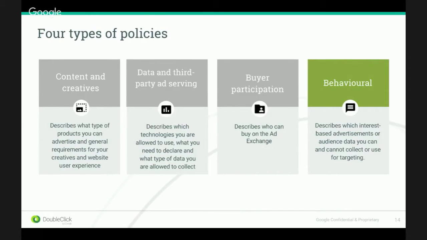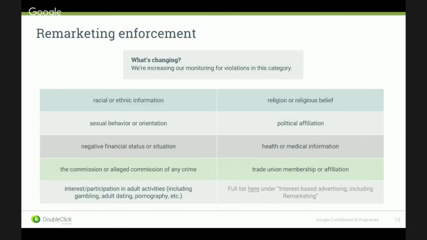So the next one I wanted to call out was the behavioral enforcement. Again, this is really straightforward as well. You basically can't use Google platform products to select or target interest-based advertisements, or use it to collect or use audience data such as cookie lists. And you can't do them based on the following sensitive categories. These aren't all of them. To get the full list, you can access it via the link there. But just to call out a few, you can't use basically racial or ethnic information, religious beliefs, political affiliation, health or medical information, and so on.